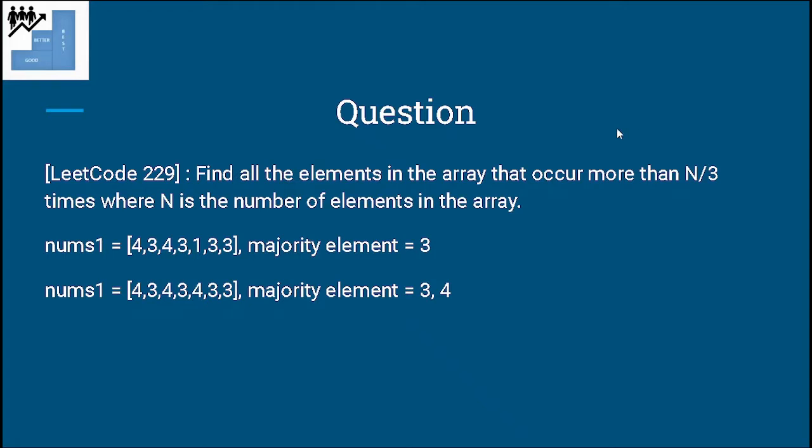Let's look at the question and the answer. If this is the input array of length 7 with 4 occurring 2 times and 3 occurring 4 times, we see that the majority element with frequency greater than 7 by 3 is just 3. But over here, where 4 is present 3 times and 3 is present 4 times, both 3 and 4 constitute the answer because both of these frequencies are greater than 7 by 3.